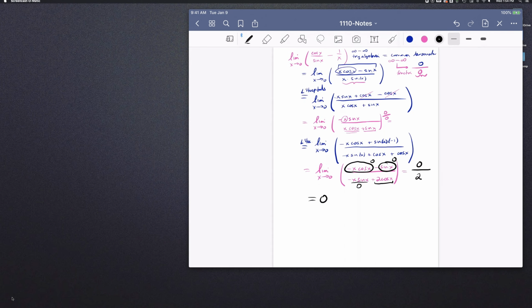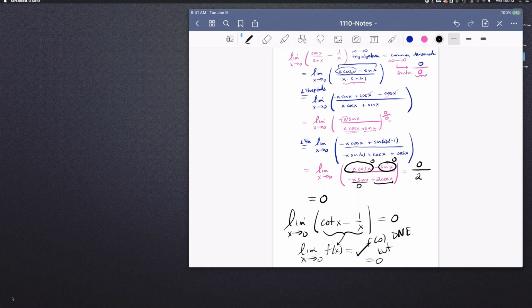So we can conclude that the limit as x goes to 0 of the cotangent of x minus 1 over x is actually equal to 0. Okay, so we're seeing that this function right here is not defined at 0. F of 0 does not exist. But the limit does exist, and that limit is equal to 0. So in this video, in the next video, we'll look at an actual application.